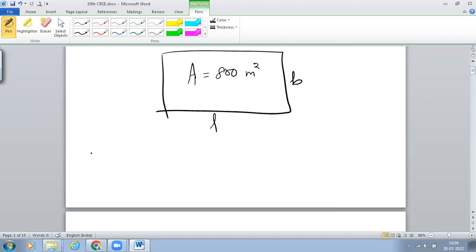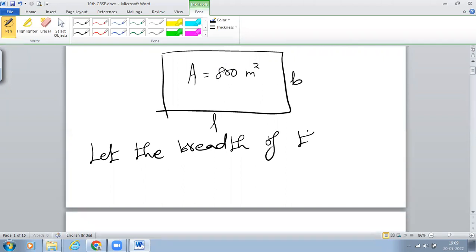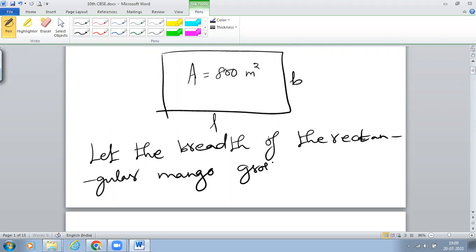So first step, let the breadth of the rectangular mango grove be, we don't know what is the breadth and what is the length. We have to finally find the length and breadth. So let the breadth of the rectangular mango grove be x. I'm taking it as x meters because area is given in meter square. Therefore, the breadth is x meters.